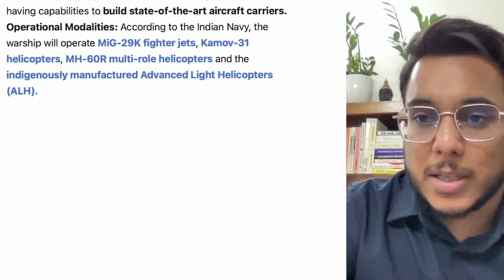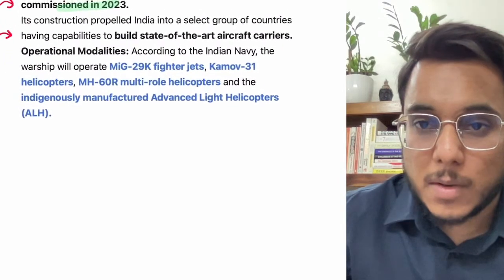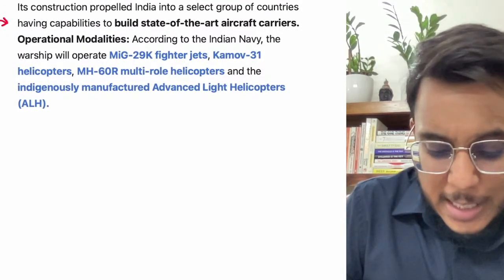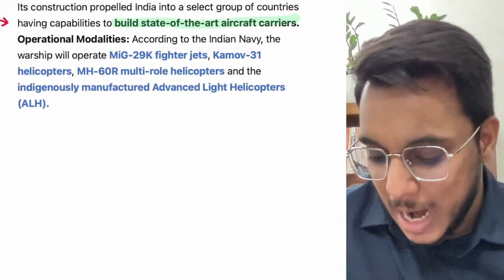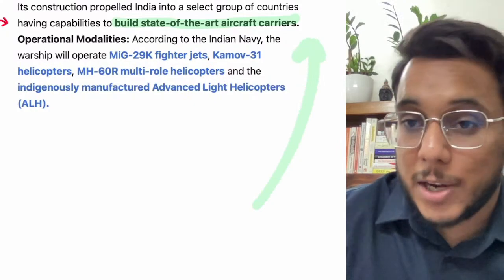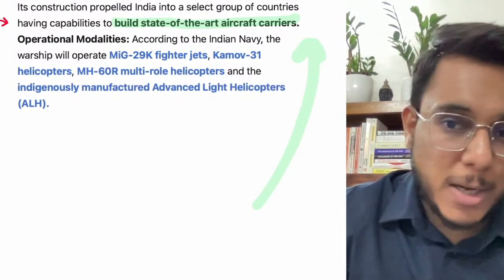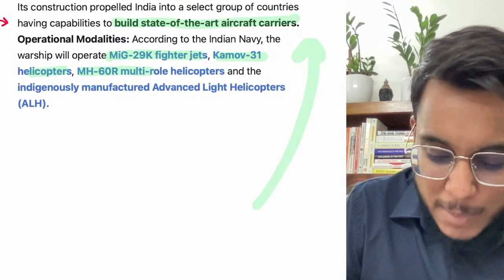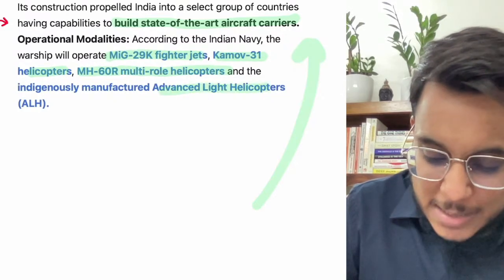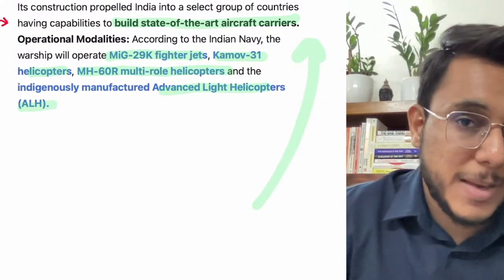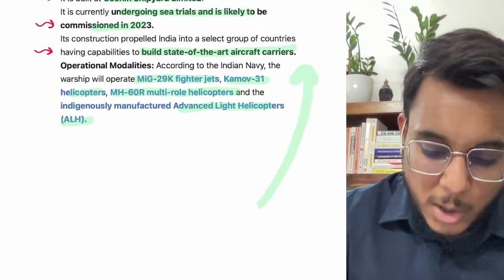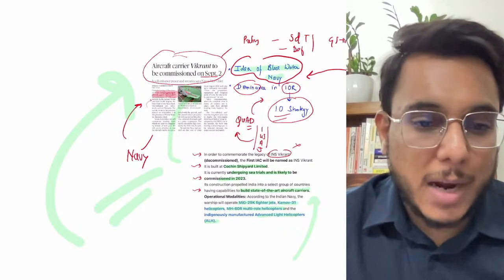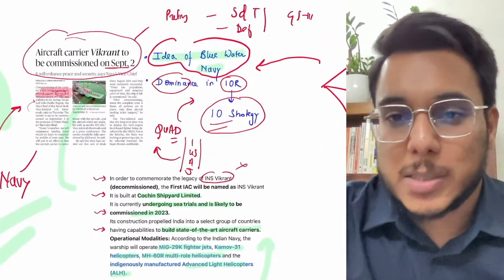Then guys, understand this particular thing. The construction of the INS Vikrant has propelled India into the club of countries which have state-of-the-art aircraft carriers. I have told you that there are very few countries which have a blue water navy. Now India is moving towards that path. This warship can operate MiG-29K fighter jets, Kamov-31 helicopters, MH-60R multi-role helicopters. Then after that, advanced light helicopters, which are being manufactured indigenously in India. All of them can be catered onto the INS Vikrant. So guys, this is the development in this capacity. I hope that you have understood this article. That is all about this article.